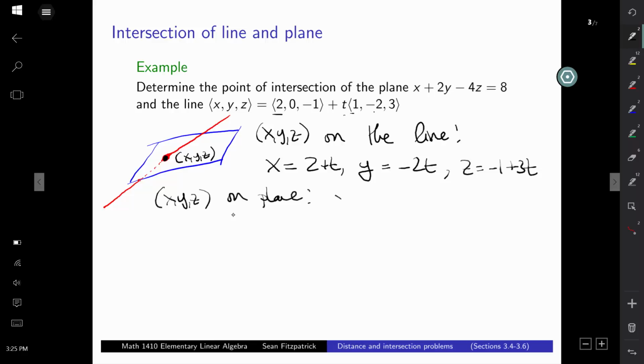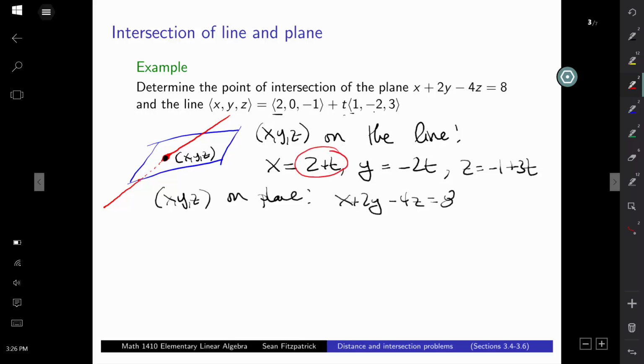Well, that means that x plus 2y minus 4z has to equal 8. So now we combine these two pieces of information. On the one hand, x plus 2y minus 4z is equal to 8. On the other hand, x must be 2 plus t, y must be minus 2t, z must be 1 minus 3t. So you can probably see where this should go.